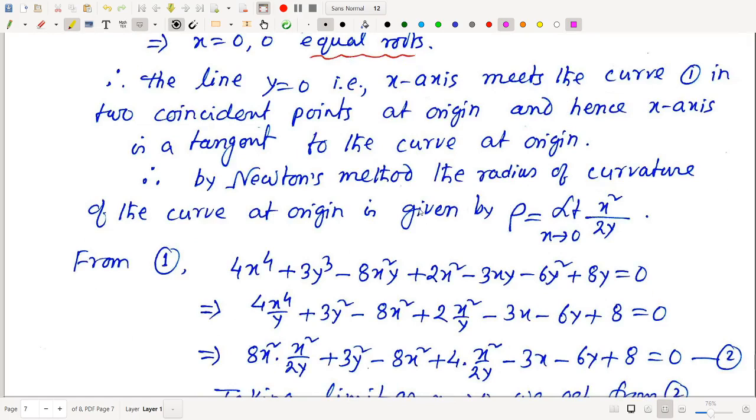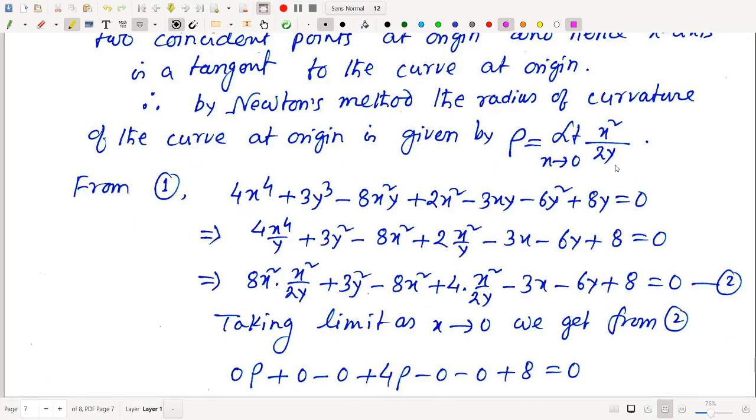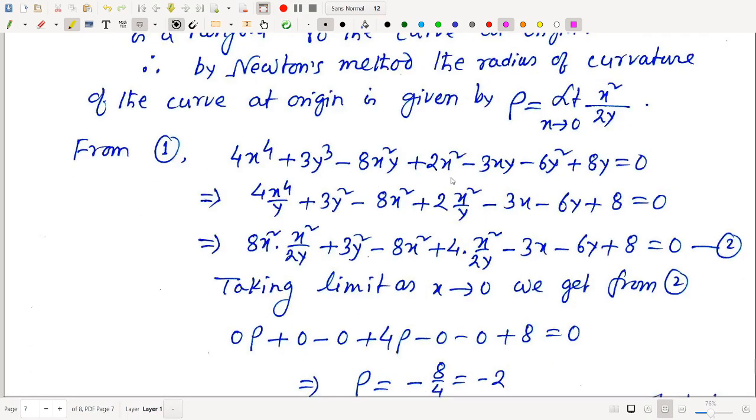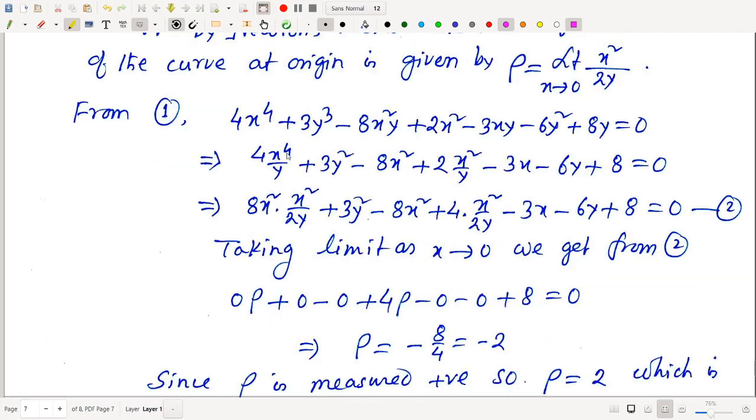Therefore by Newton's method, radius of curvature at origin is given by rho equal to limit x square by 2y, this time, x square by 2y. So from the equation number 1, we again write the equation 1 and we find the limit of x square by 2y. Means this equation, let us divide by y first. We have divided by y. Here is x square, so x square by y will be coming. And then some adjustment, means here x to the power 4, so I have written 8x square into x square by 2y. This 8 and 2 will adjust and we shall get 4. So x square by 2y. This is the expression for radius of curvature when we take limit.